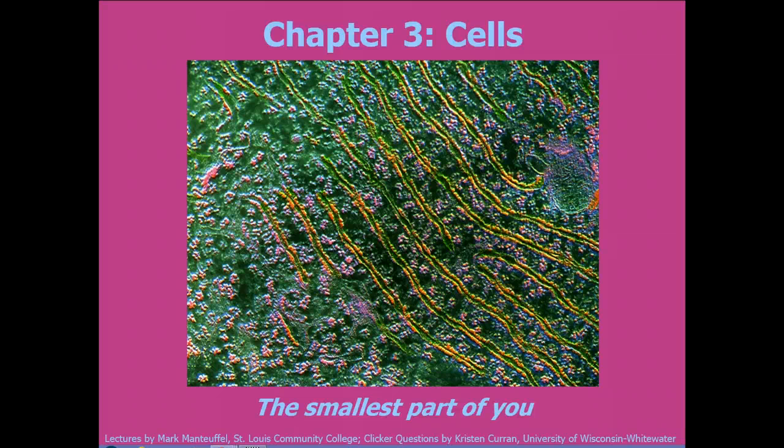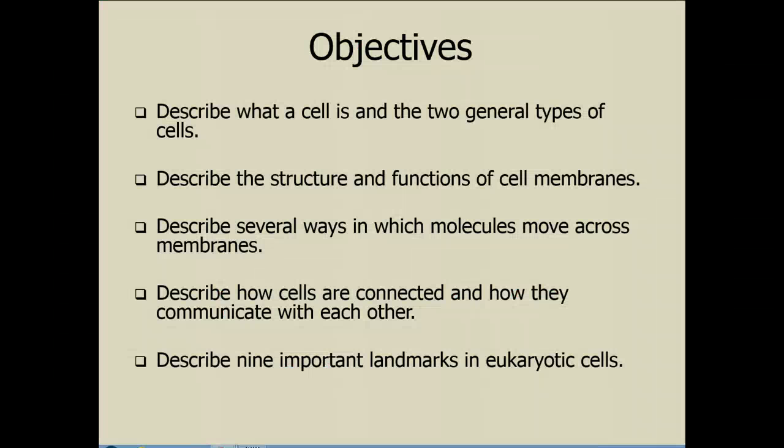Cells, of course, make up the smallest portion of who we are, and what we're composed of individually. All 100 trillion of these we can find throughout our bodies, and of course the cells make up all other living things. So in this section we're going to describe what a cell is and the two general types of cells. We're going to describe the structure and functions of the cell membranes.